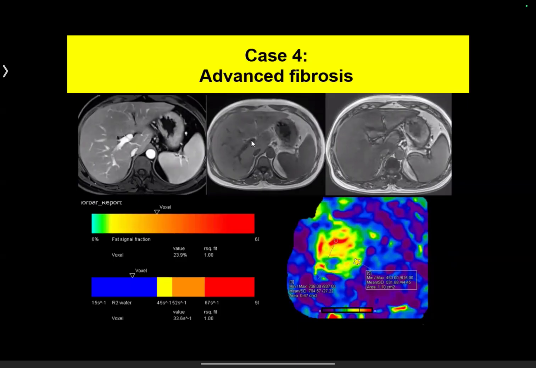Here again, you don't see any nodularity on the surface. There is some enlarged caudate lobe, and a lot of fat there, but there is a higher grade of fibrosis. So here is the scale. We are going orange, and then you create the ROI values, and this was grade 4 fibrosis.